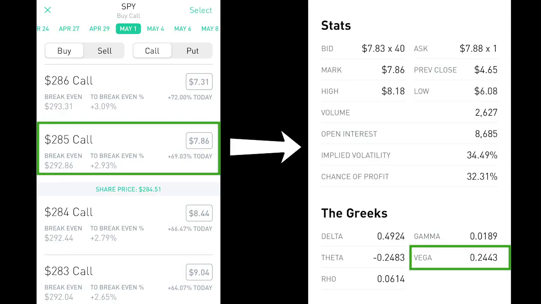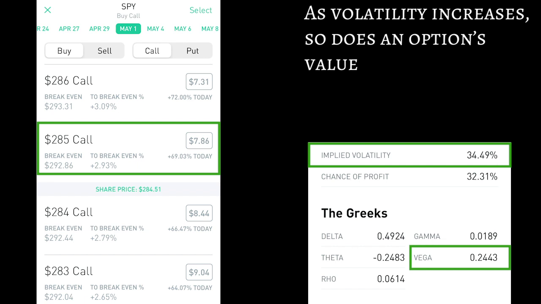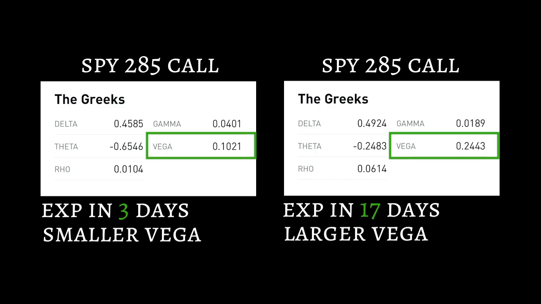Vega represents the rate of change between an option's premium and the underlying stock's implied volatility. Vega indicates the amount an option's price would change given a 1% change in the implied volatility. It's important to know an option value rises as volatility rises. An option with a Vega of 0.25 indicates the option's value is expected to change by 25 cents if the implied volatility changes by 1%. Vega is at its maximum for at-the-money options that have longer times until contract expiration.